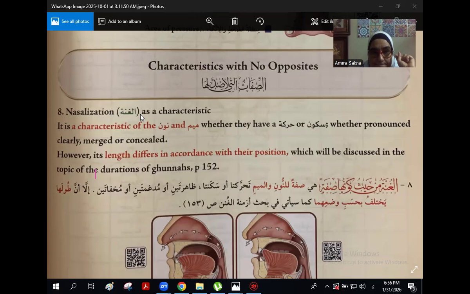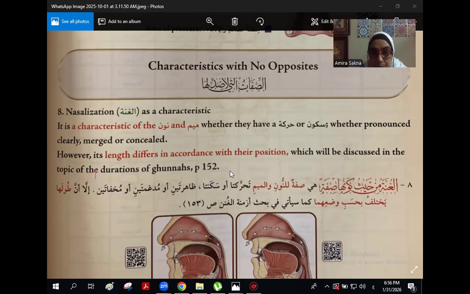Nasalization, al-ghunna, is a characteristic of the noon and meme. Whether they have a haraka, short vowel, or sukoon, it is pronounced clearly, merged (idgham), or concealed (ikhfa). However, its length differs in accordance with their position, which will be discussed on page 152.